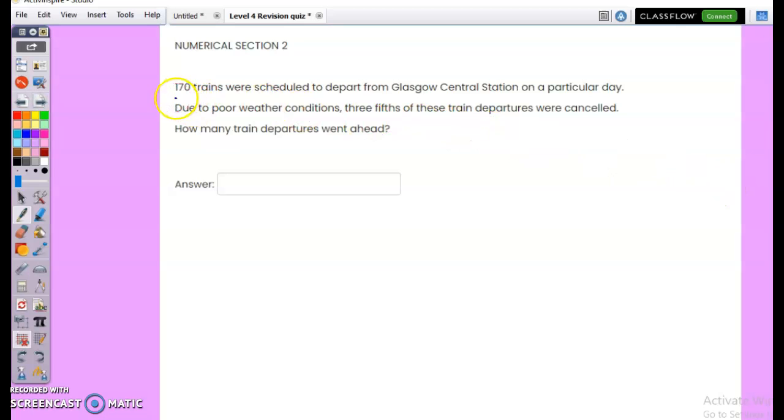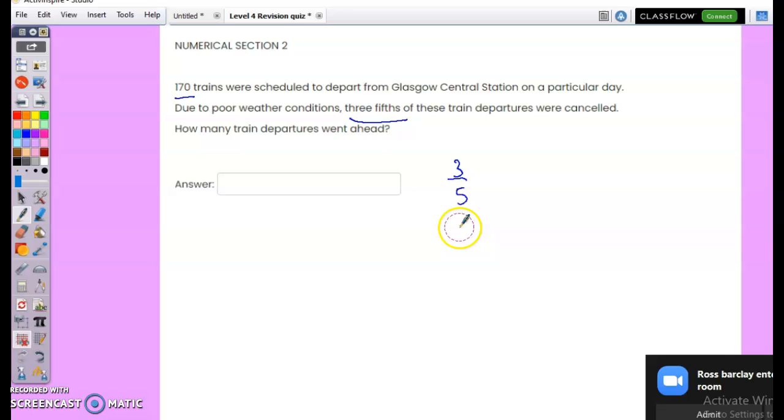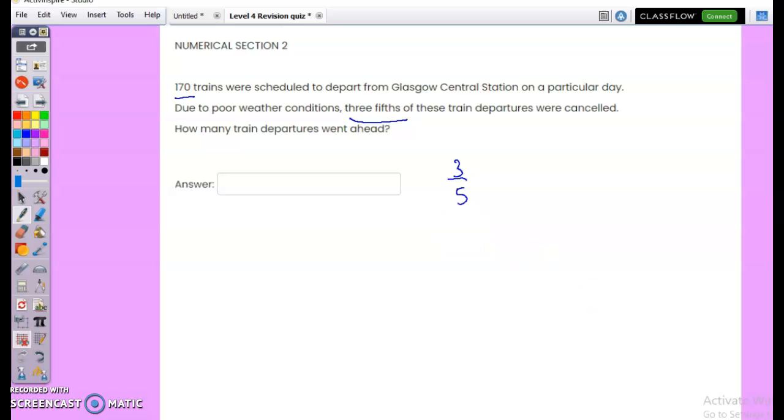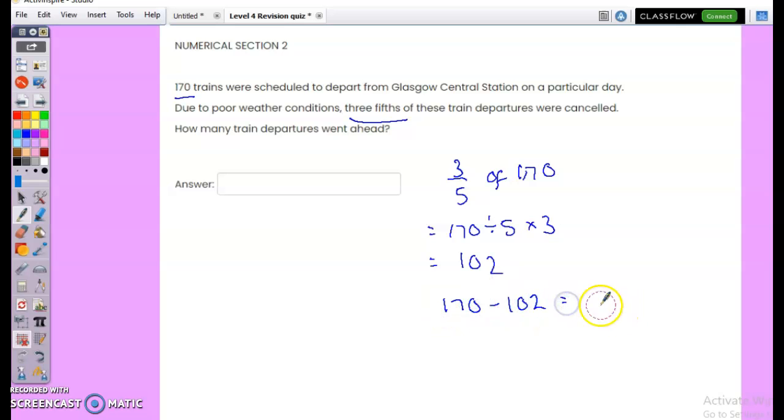Question 3. 170 trains were scheduled to depart from Glasgow. 3/5 were cancelled. How many trains went ahead? So we want 3/5 of 170. To find 3/5, we divide by the bottom times by the top. That comes out as 102. That's how many were cancelled. I want to know how many went ahead. Let's take away the 102 and we get 68 trains went ahead.